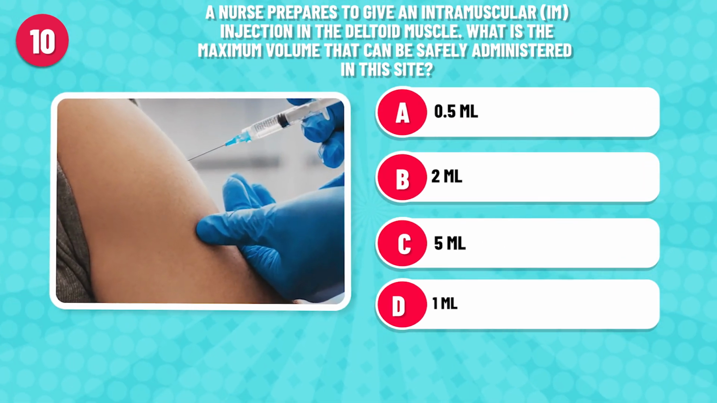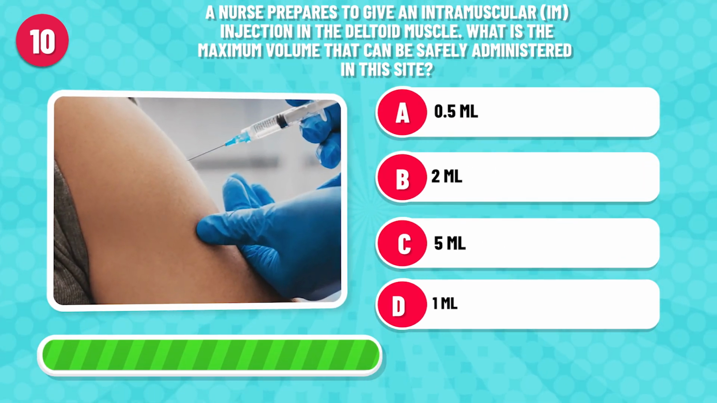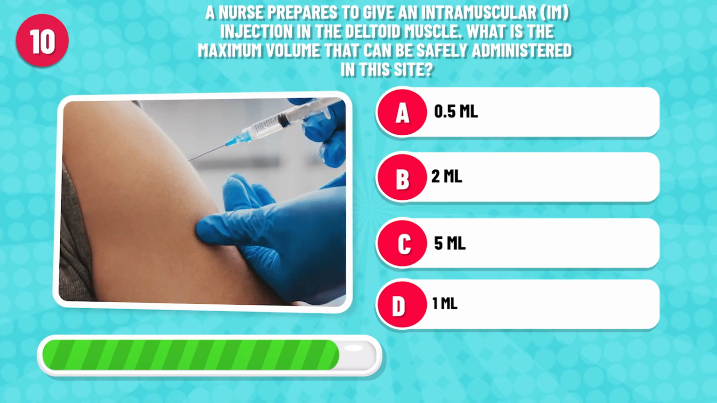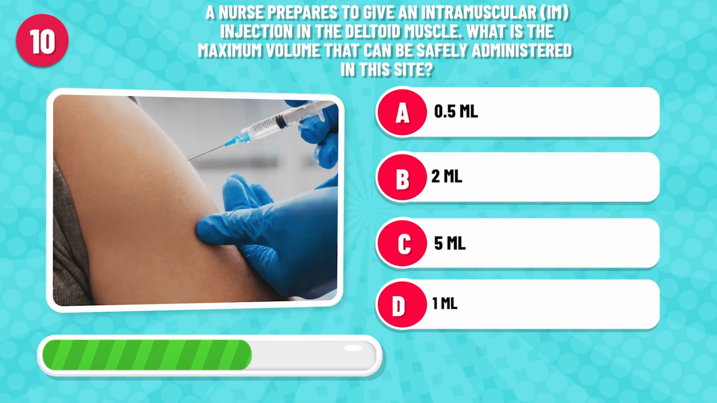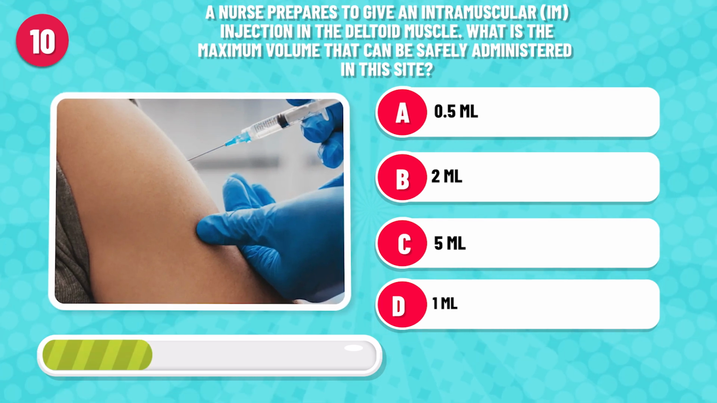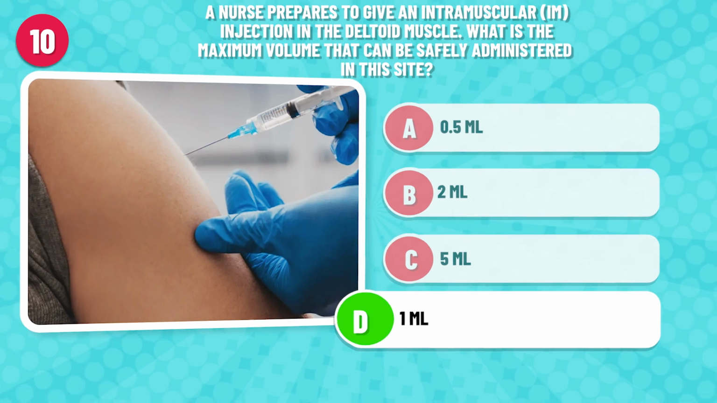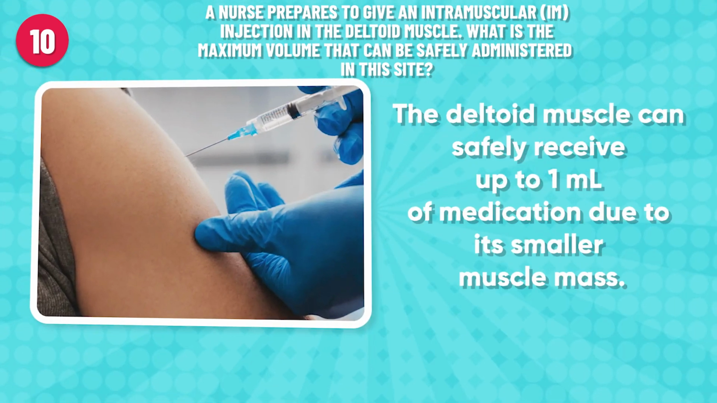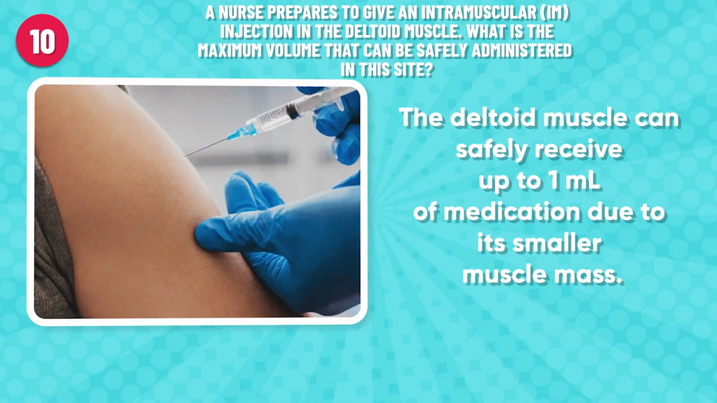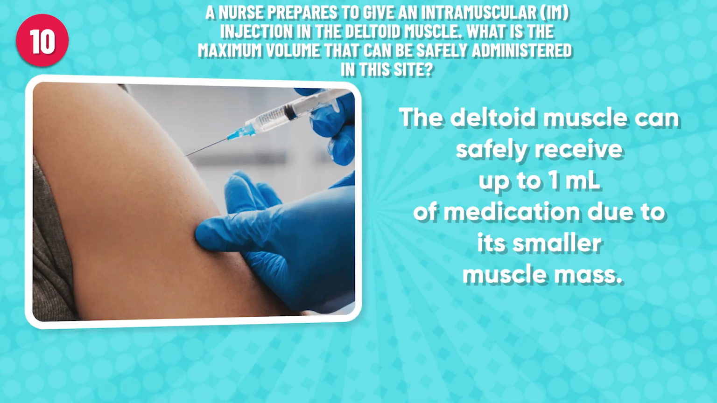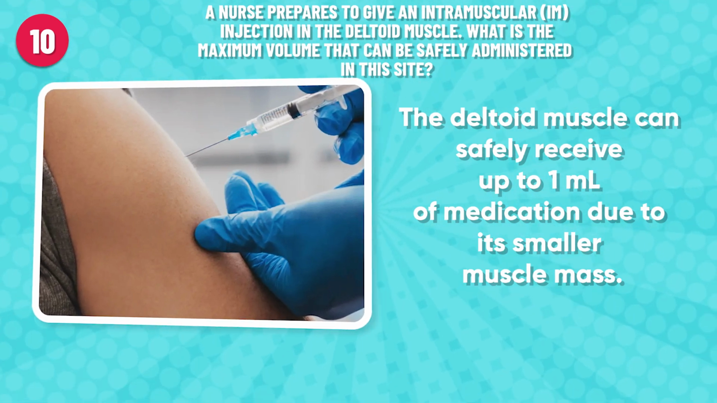A nurse prepares to give an intramuscular IM injection in the deltoid muscle. What is the maximum volume that can be safely administered in this site? It's D. 1 milliliter. The deltoid muscle can safely receive up to 1 milliliter of medication due to its smaller muscle mass.